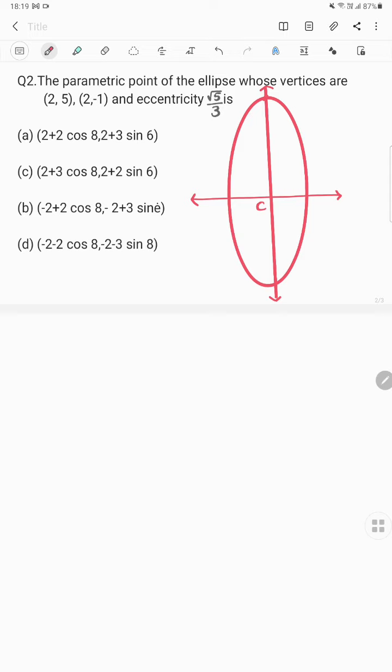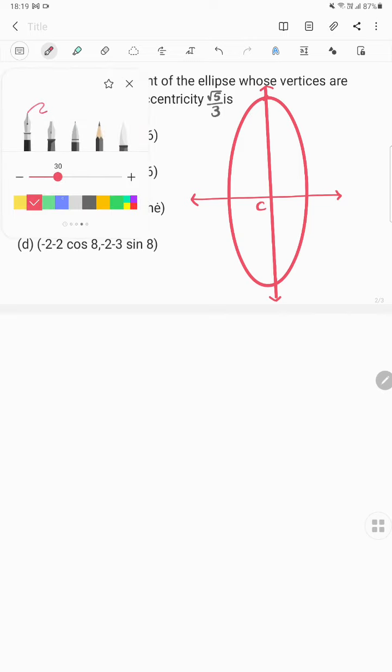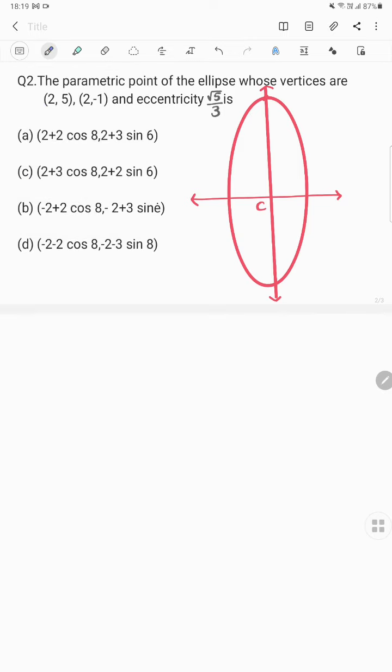Whenever x coordinates are equal, we need to draw the figure in vertical form. So 2 comma 5 and 2 comma minus 1. This is b dash, this is b, this is a, this is a dash. So center means midpoint of b dash b only. So for the ellipse center, 2 plus 2 by 2 means 2, 5 minus 1 by 2, 4 by 2 is 2. This is h comma k.